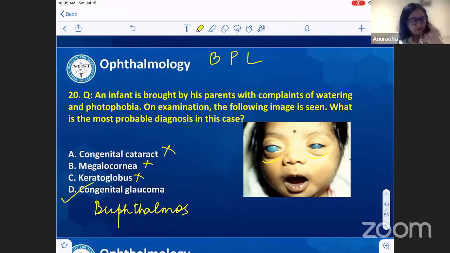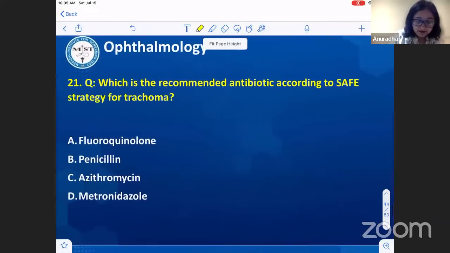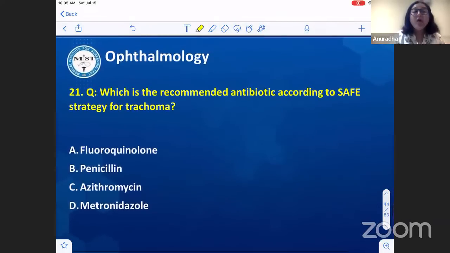Yes, the treatment is surgical, goniotomy in the cases where cornea is clear, trabeculotomy in the cases where cornea is hazy. Right, absolutely right. Wonderful, beta. Okay, moving on to the next question. Again, a simple question but often asked in some way or the other. Which is the recommended antibiotic according to SAFE strategy of trachoma?